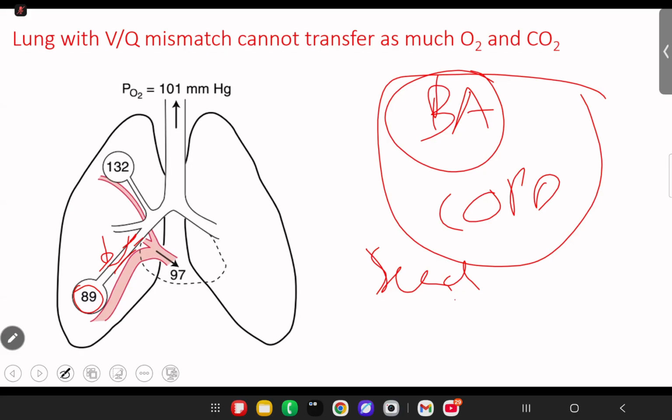VQ mismatch. Excellent. So VQ mismatch is the commonest cause, but we haven't even seen VQ mismatch. I mean, you go to ICU and nobody knows about it because nobody understands VQ mismatch. That is the reason why. So nobody will know that in bronchial asthma, what you get is a VQ mismatch out of these four causes. It's not diffusion because your alveolar capillary membrane is good. So if you get oxygen in the alveoli, it will go into the bloodstream.